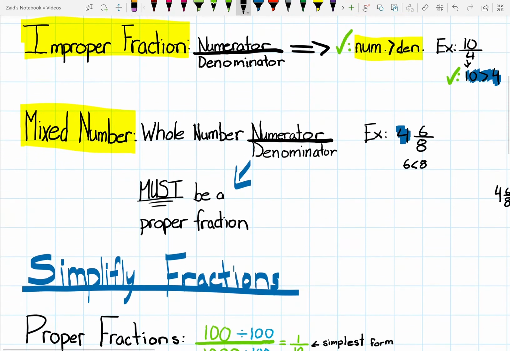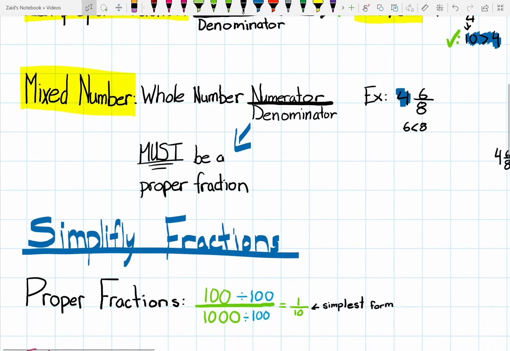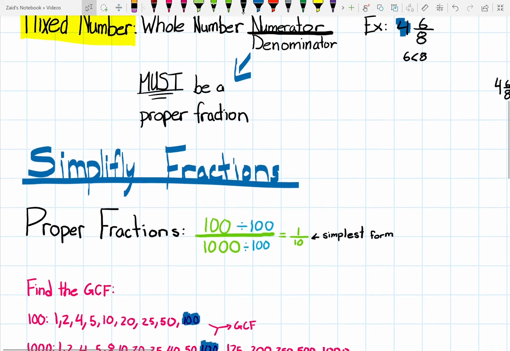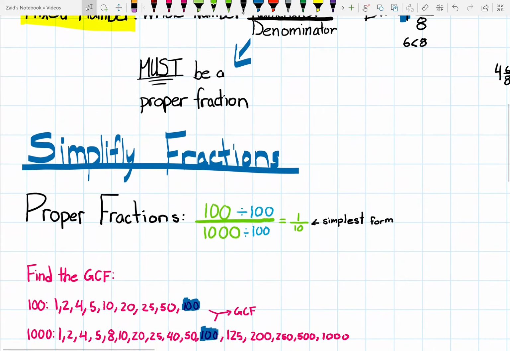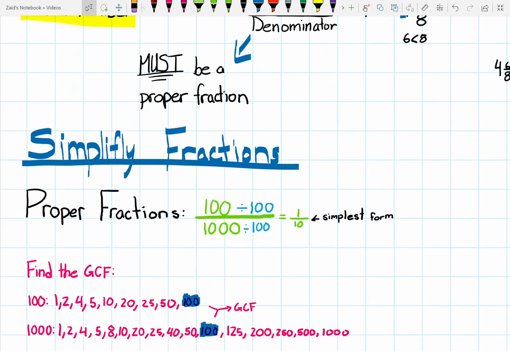Now, some fractions are really big, so we tend to simplify them. So over here we have first proper fractions, and this is how you simplify proper fractions. Say we have 100 over 1000. What we first do is try to find the GCF. GCF stands for greatest common factor.